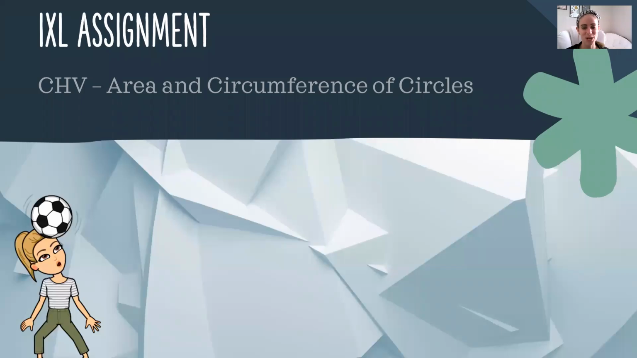Hi everyone, today we're going to be going over IXL Assignment CHV, Area and Circumference of Circles. So let's start off with refreshing our memory on some circle vocab as well as our formulas.